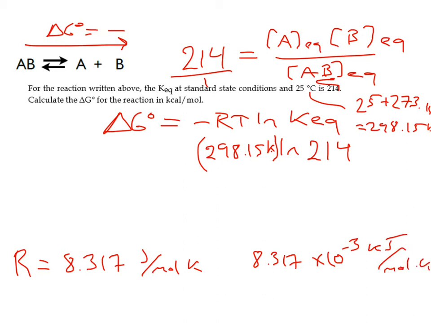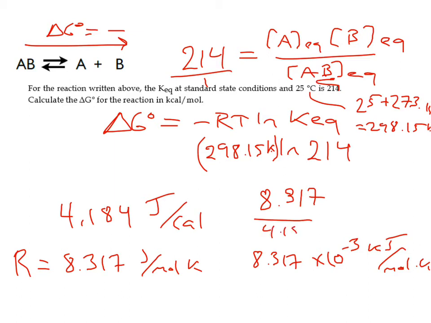Now those are for joules. We're looking here in calories. And remember, there's 4.184 joules per calorie. So what we have to do here is we take our 8.317, divided by 4.184, and we get 1.987 calories. So that's nice. Our R now is 1.987 calories per mole Kelvin.